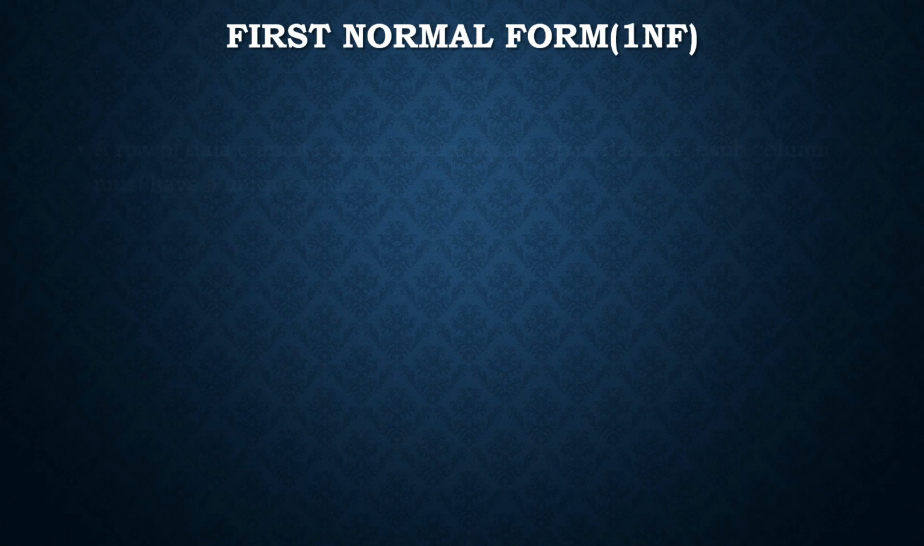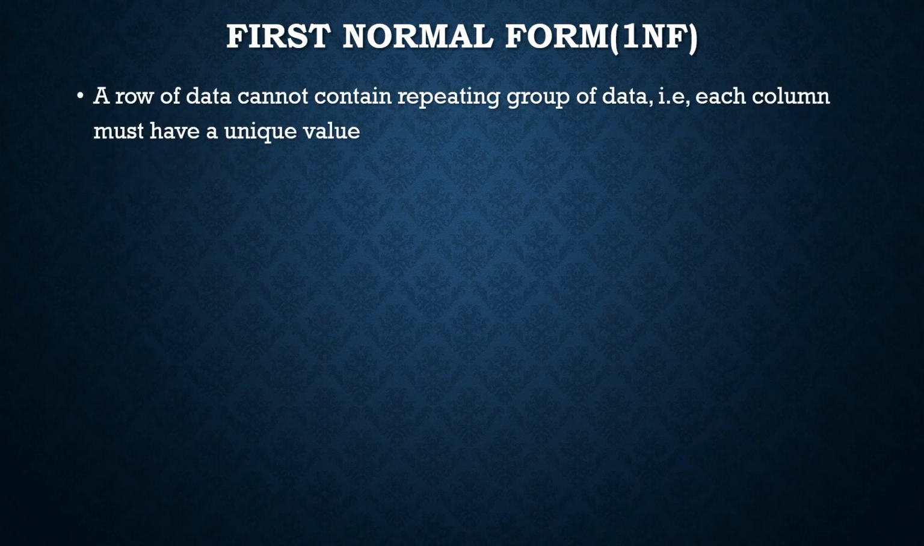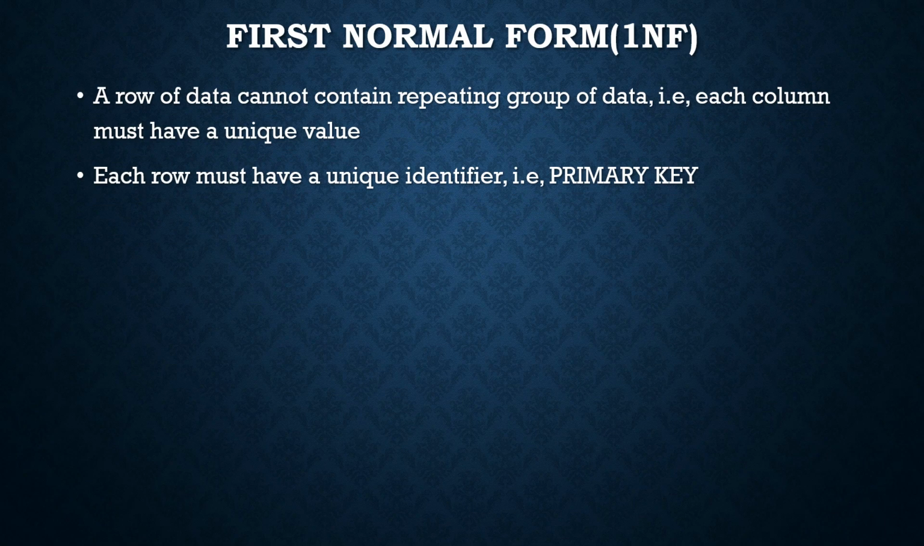What do you mean by first normal form? A row of data cannot contain a repeated group of data. That is, each column must have a unique value. And here we can use the primary key, to identify a particular row or tuple in a table. It uniquely identifies a particular item. So each row must have a unique identifier, that is the primary key.